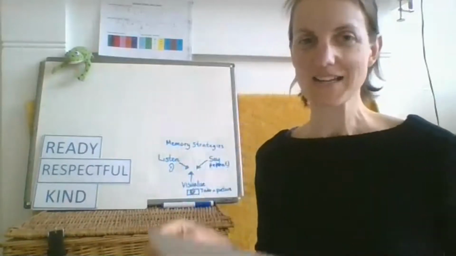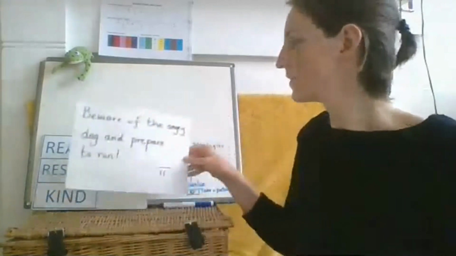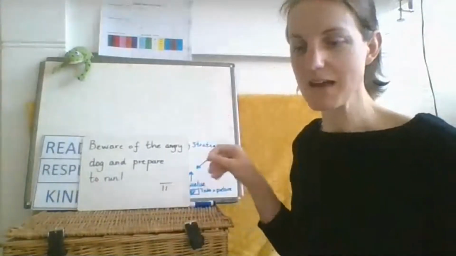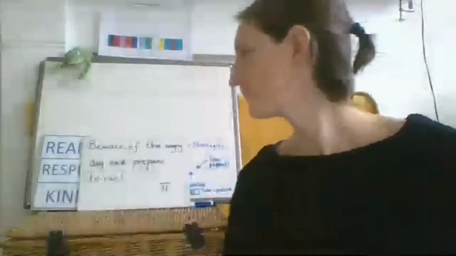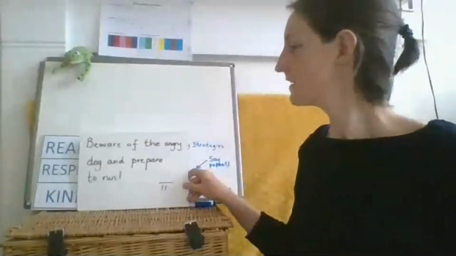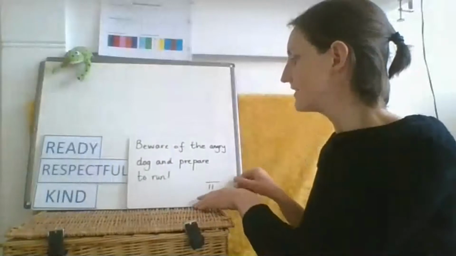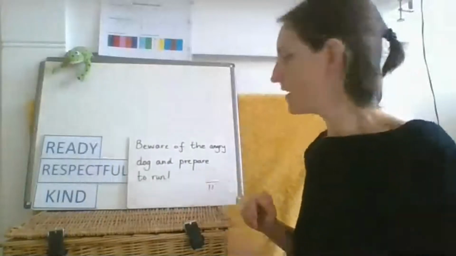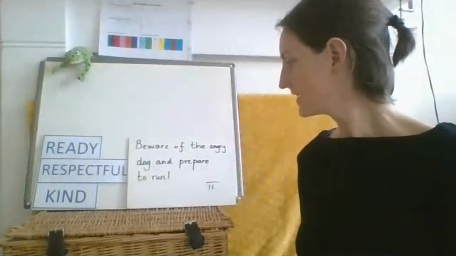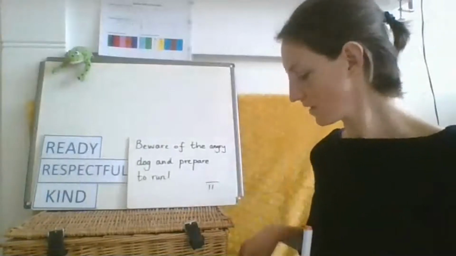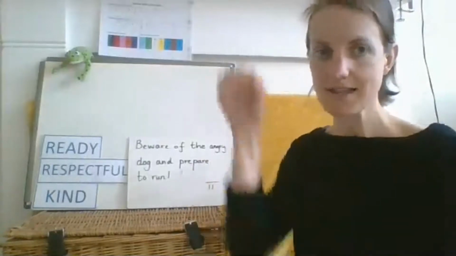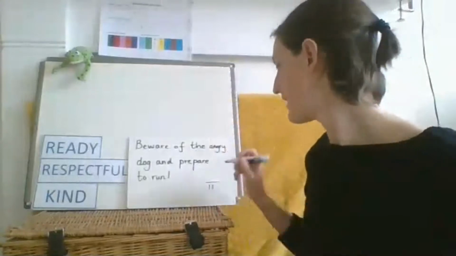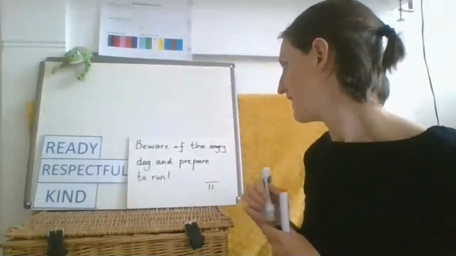And. Okay. A connective can join two clauses. A clause is part of a sentence which makes sense by itself and has a subject and a verb in it. We'll come back to that later. Okay, so here is our sentence. It says, beware of the angry dog and prepare to run. We've got 9 words, but we've got 11 ticks. So what are the 2 extra ticks for? Thank you. Capital letter, and is it a full stop? No, it's an exclamation mark. Okay, so we're going for 11 out of 11 there.